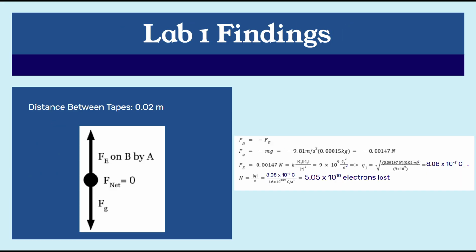In Lab 1, we observed the distance between the two tapes to be 2 centimeters. Using the mass and the gravitational constant, I was able to find the gravitational force. I set this equal to the electric force and plugged in my distance to find the charge on a piece of tape, treating the tape as a point charge.